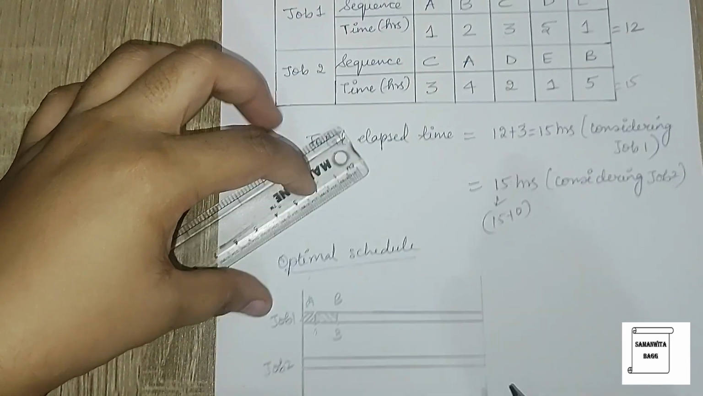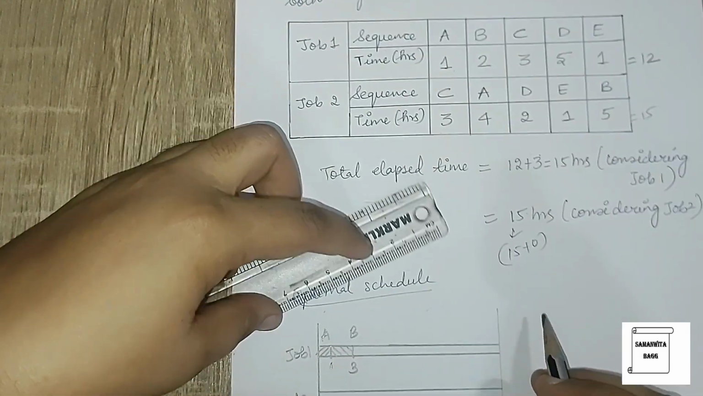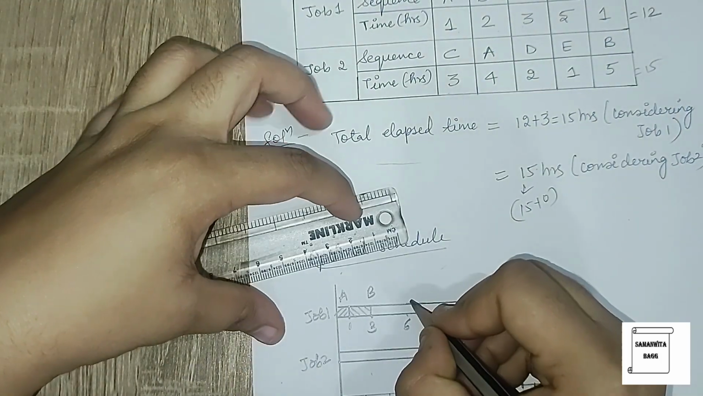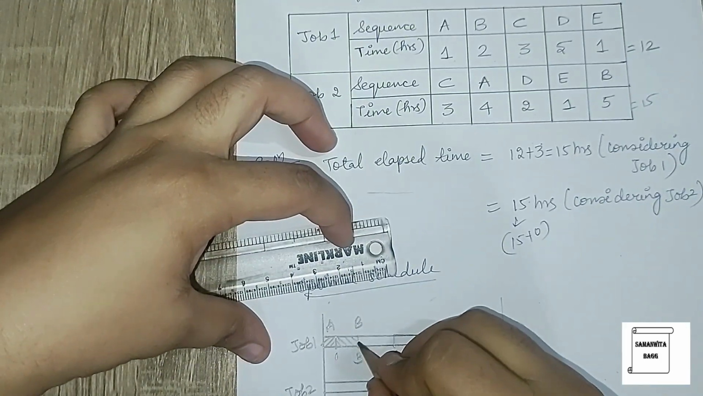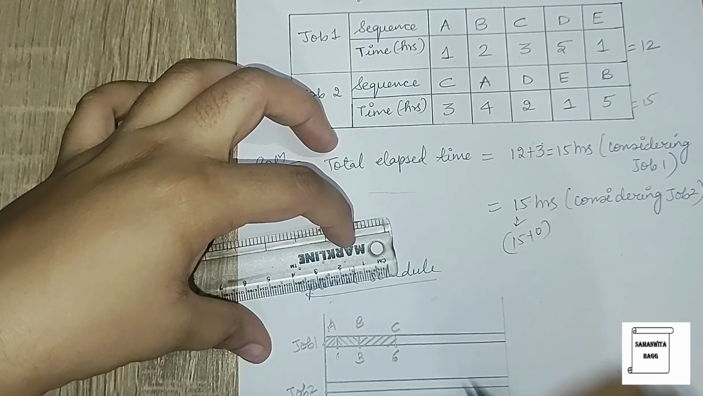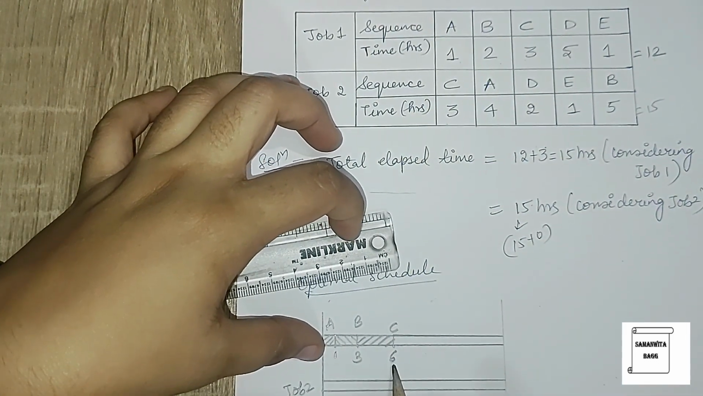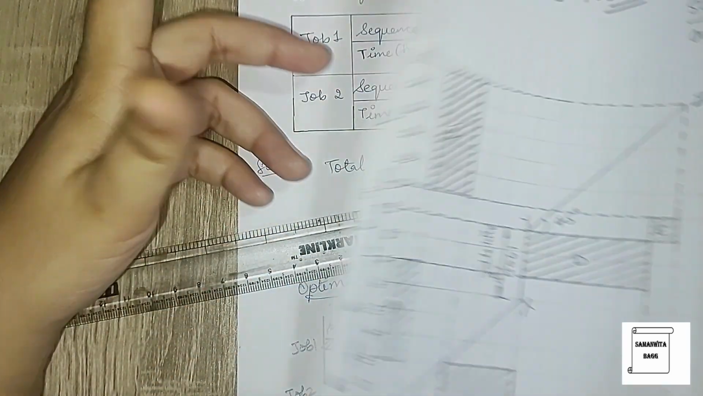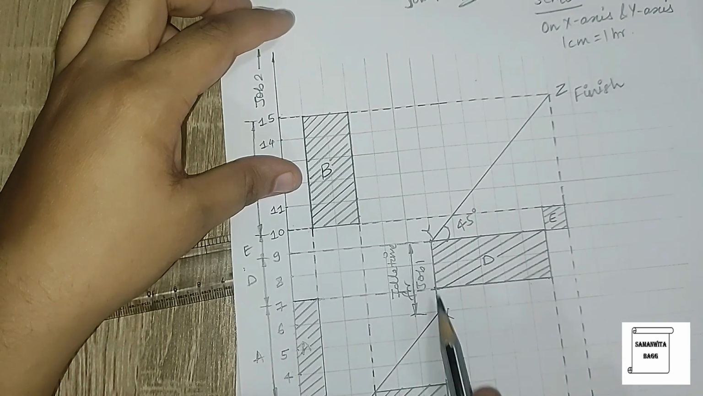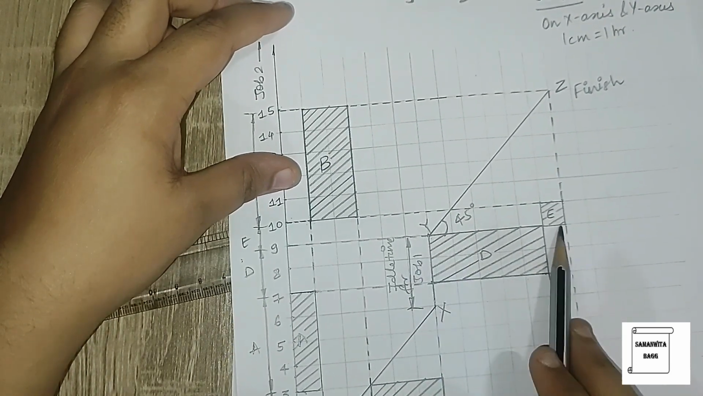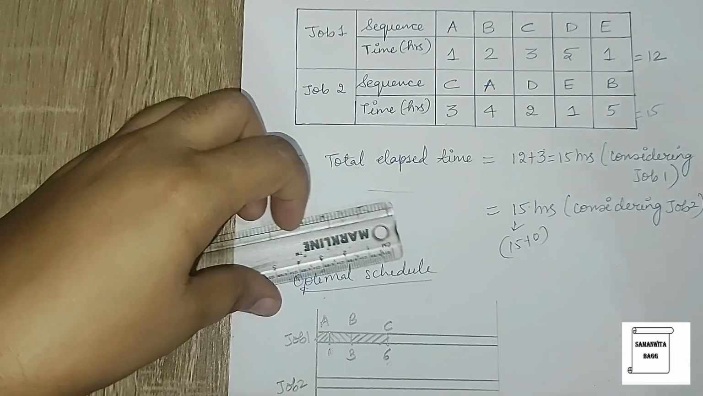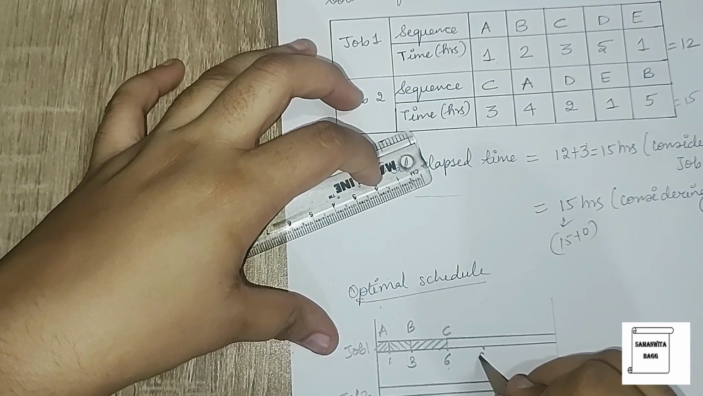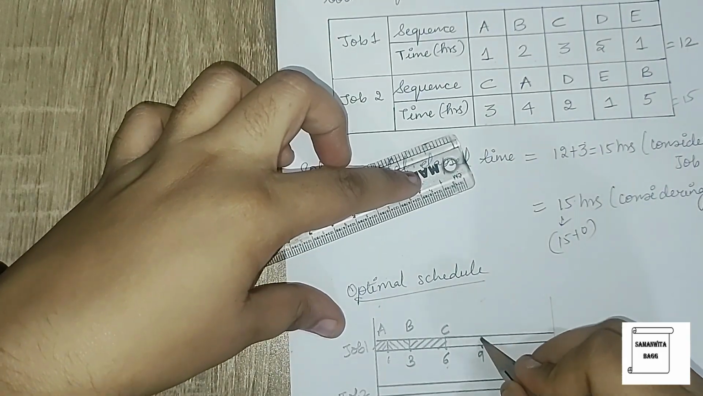Next I'll mark for C. So when you're drawing for C, the timing is 3. So I will draw 3 now, plus 3. So this is for C. This will go up to 6. Next you have an idle time. If you observe over here, after C, you have an idle time of 3 hours and then starts your D. So I will have to mark again 3 hours. This is going to be up to 9 and then starts your D.